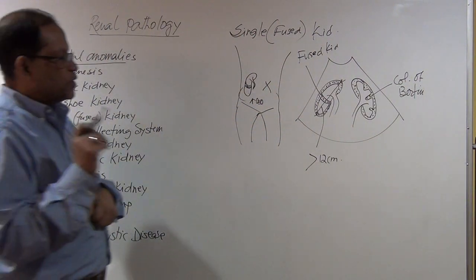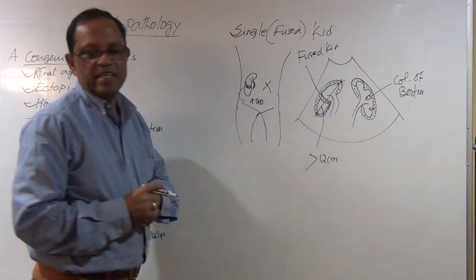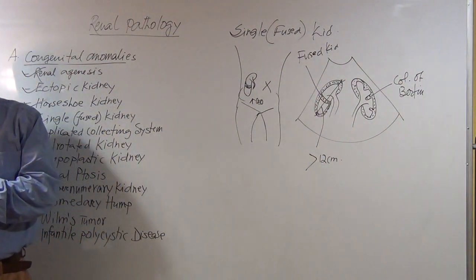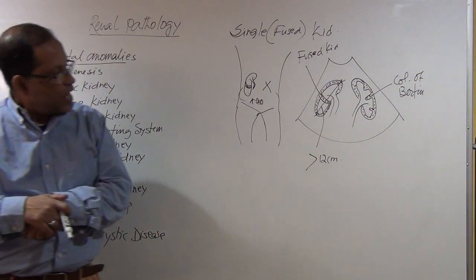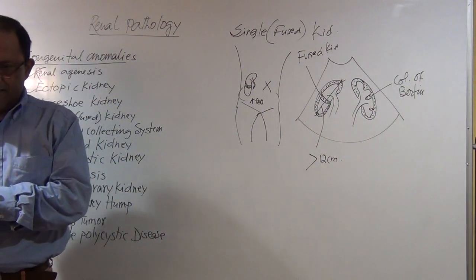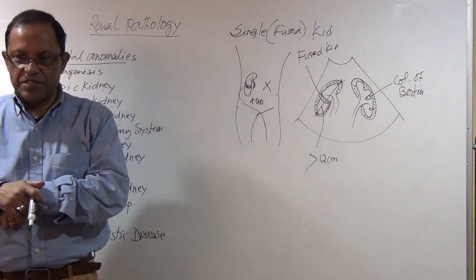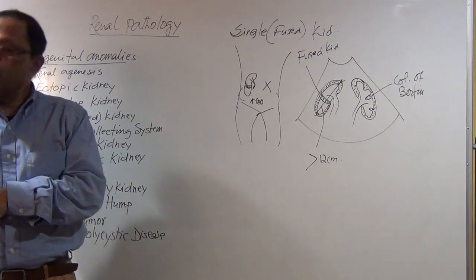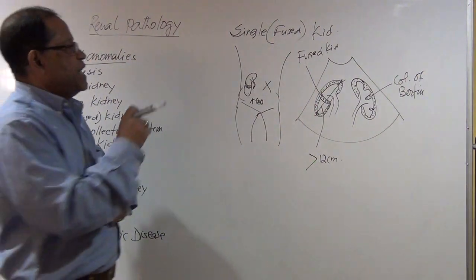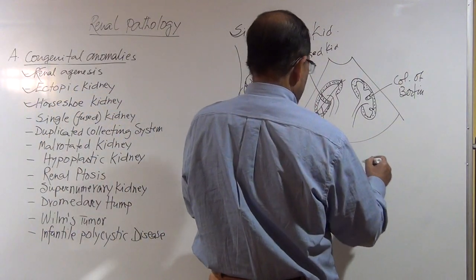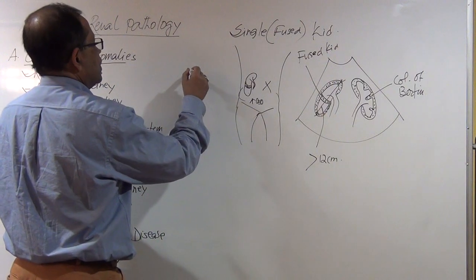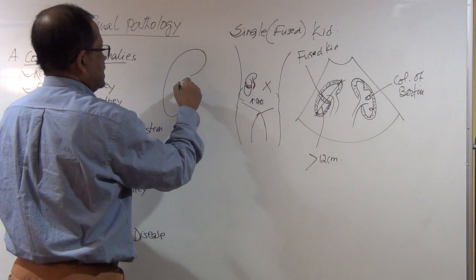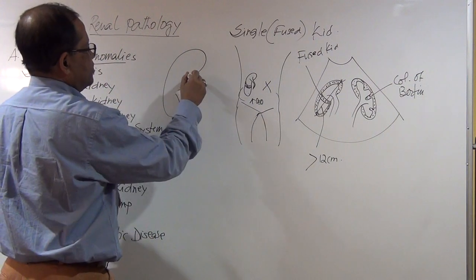Okay? So now question, if it is a fused kidney, that means two kidneys are together here, right? So how many renal hilum are you going to see? Two. Supposed to be two. So there might be two hilum, right? If there are two hilum, so here one hilum and here one hilum.